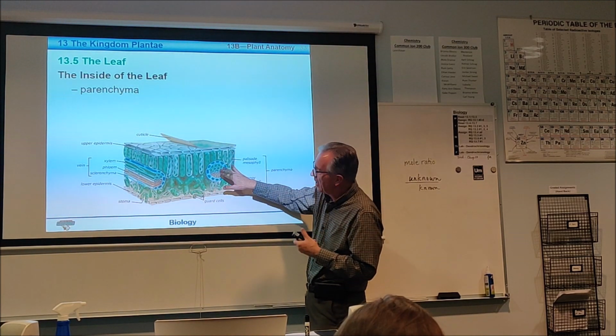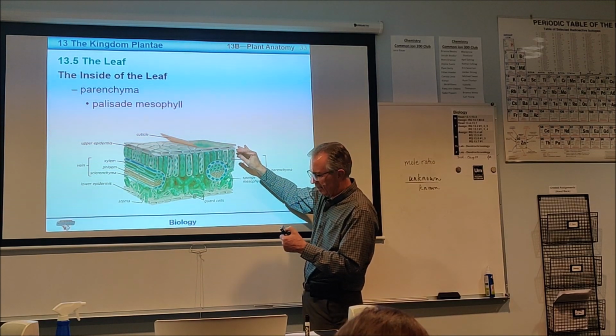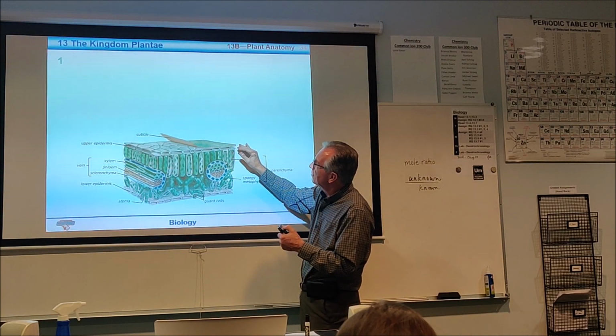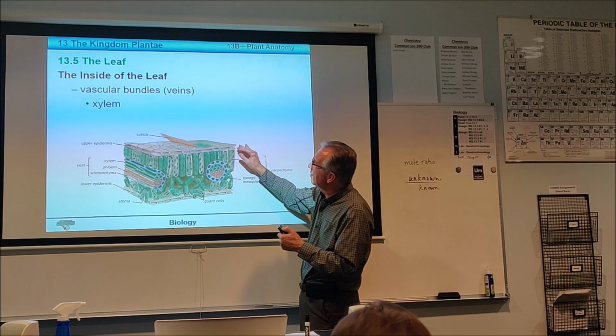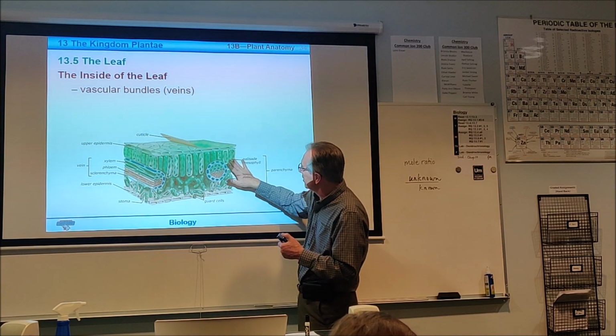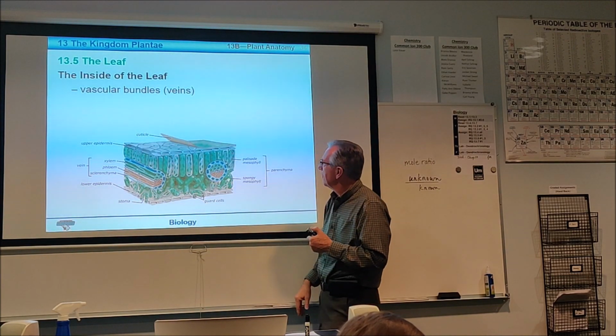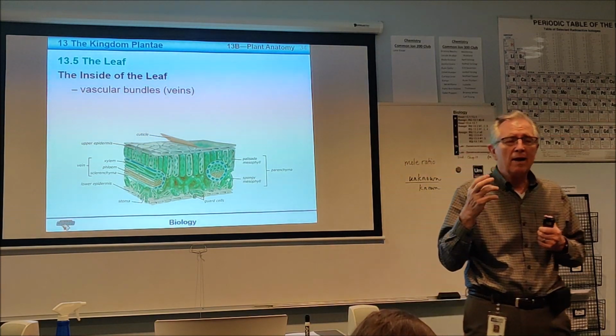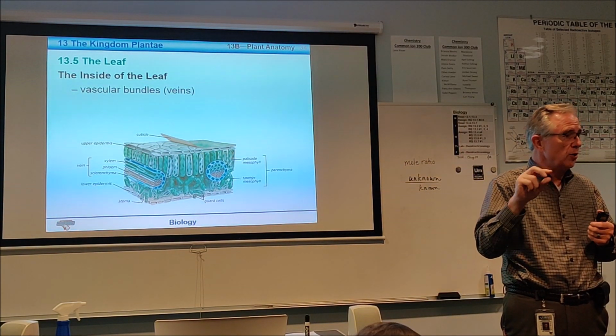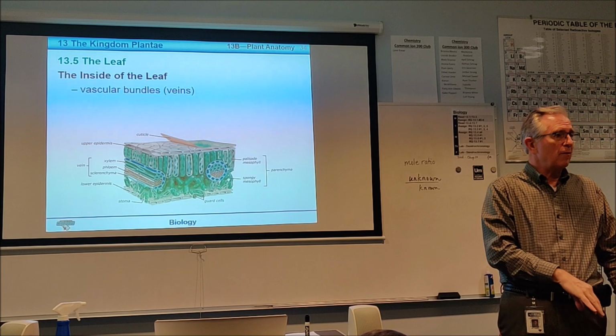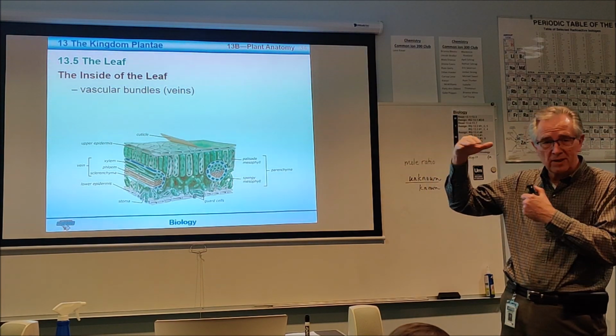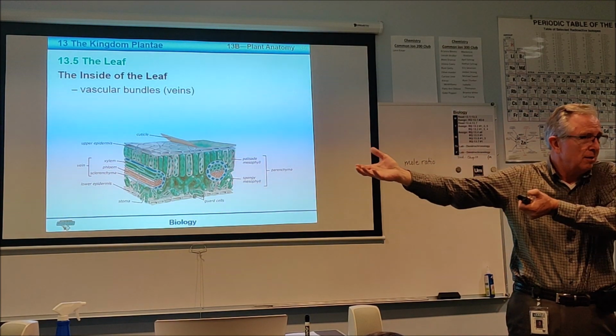Now, also inside of here, we have what we call the vascular bundle. That's where we have the things that carry water and nutrients, like from the roots up to the leaves, and this is in the leaf, so this is how it gets there.